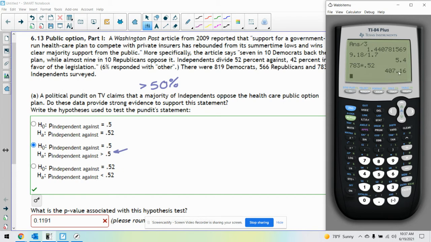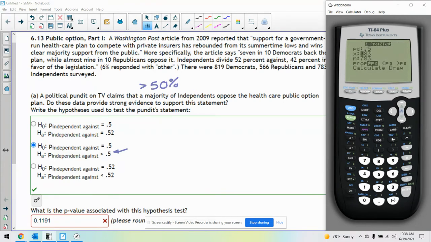Okay, you round this, don't always round this up. It's not a sample size. This is just going to be 407 people out of 783 gives us 52%. So we'll go back to our stat, stat, one prop z test. I just forgot the number. 407. Okay. One prop z test.